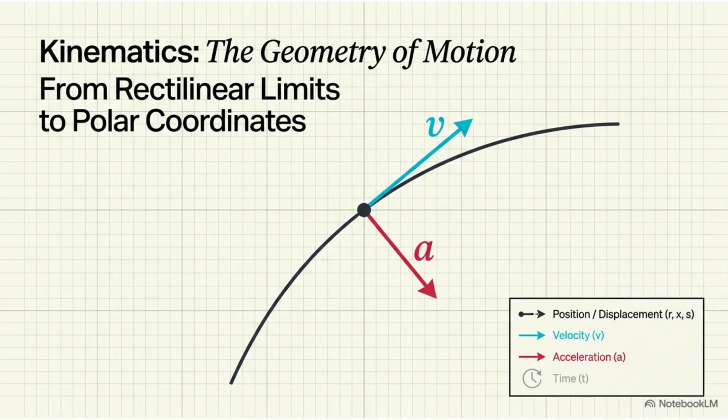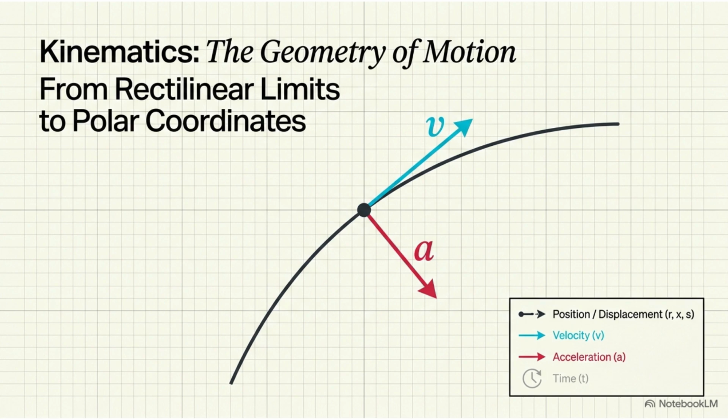The red vector, labeled a, represents the acceleration. Unlike velocity, acceleration does not necessarily point in the same direction. It describes how the velocity changes with time, either by changing its magnitude, its direction, or both.